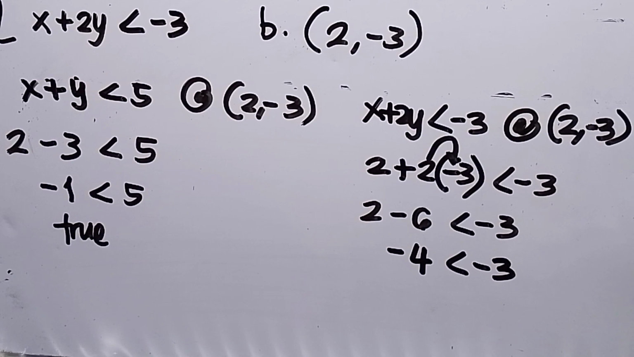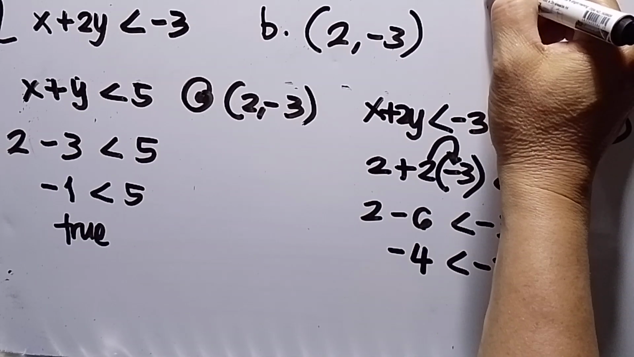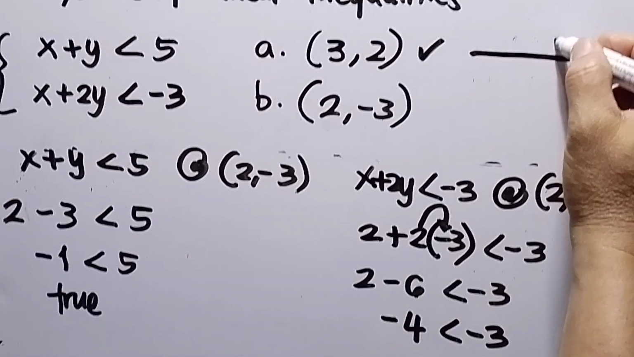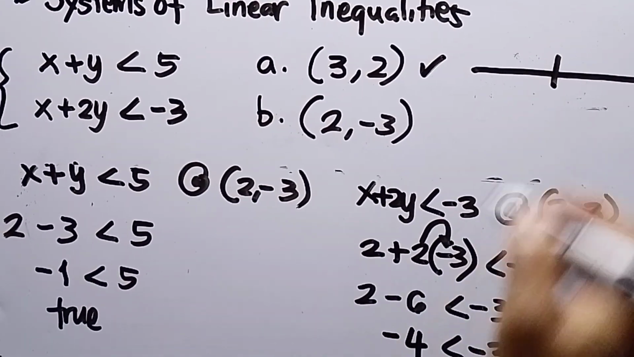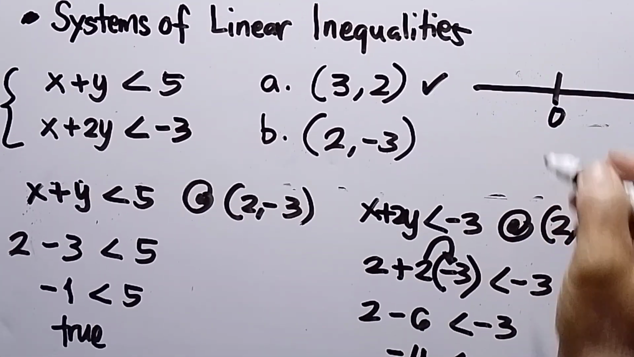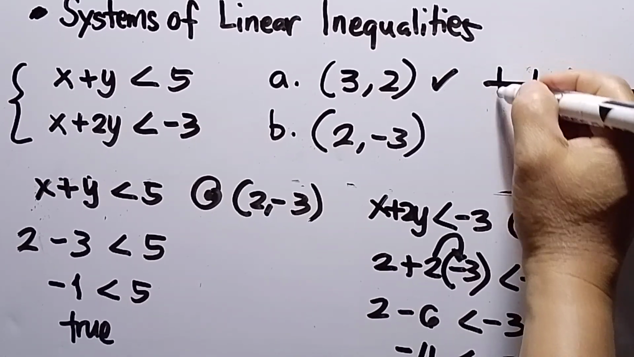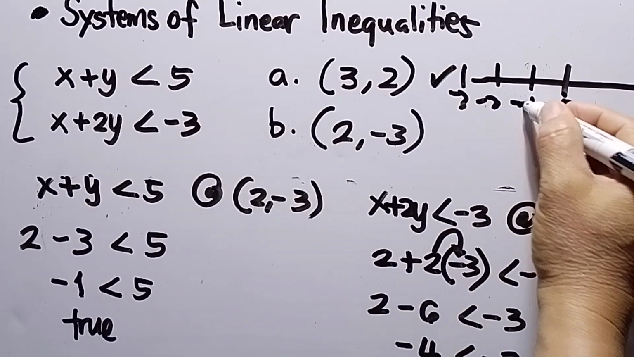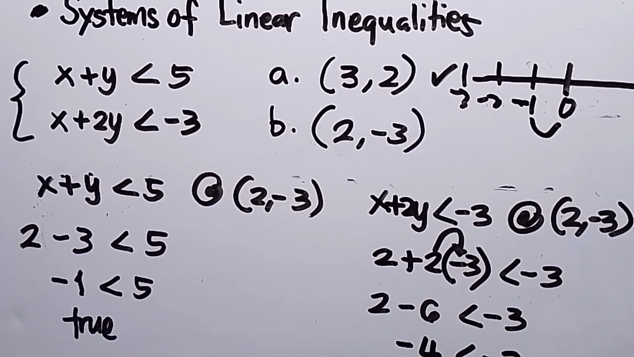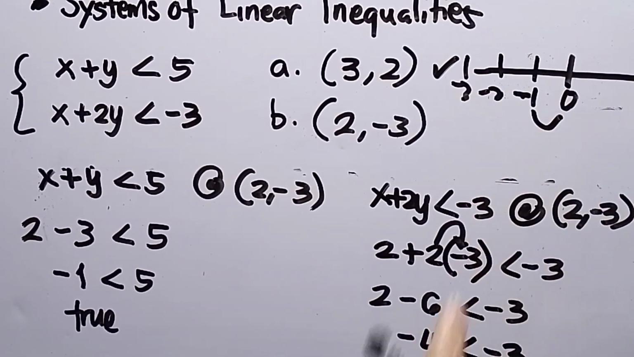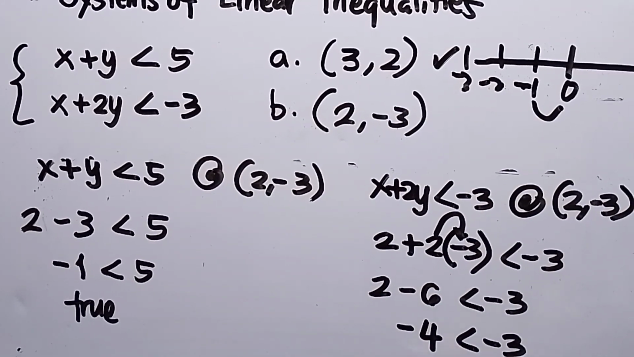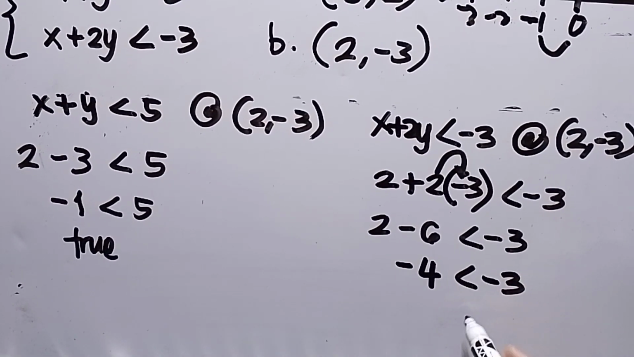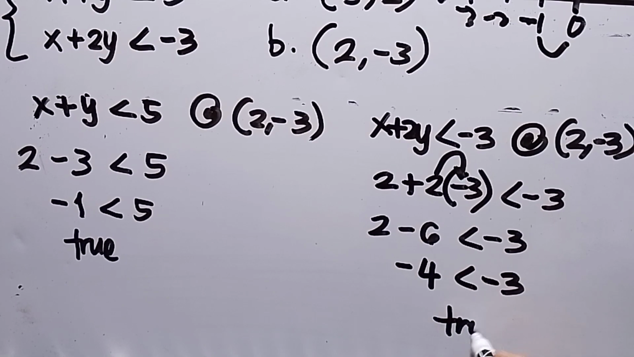So take note, which is greater, minus 4 or minus 3? So when we examine our number line, so this will be 0, negative 1, negative 2, negative 3. Take note, the closer to 0 is greater compared to farther from 0. So since this is closer to 0, meaning this is true.